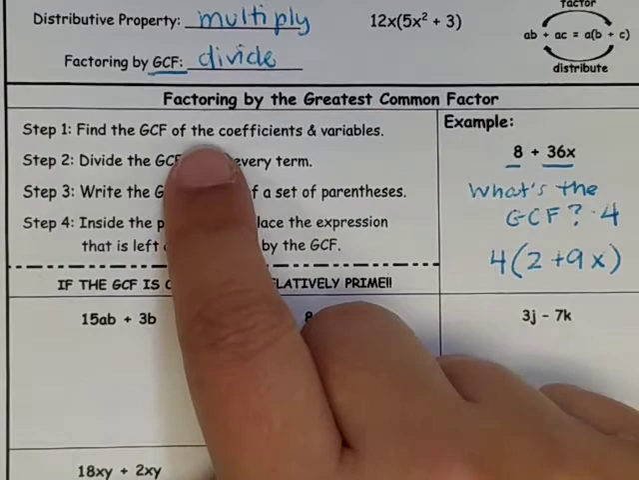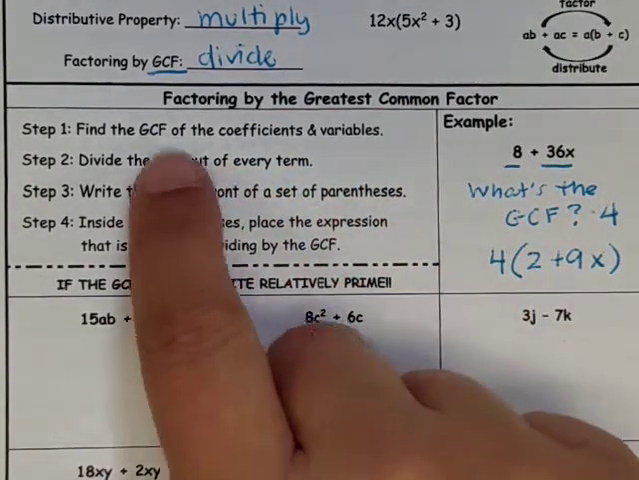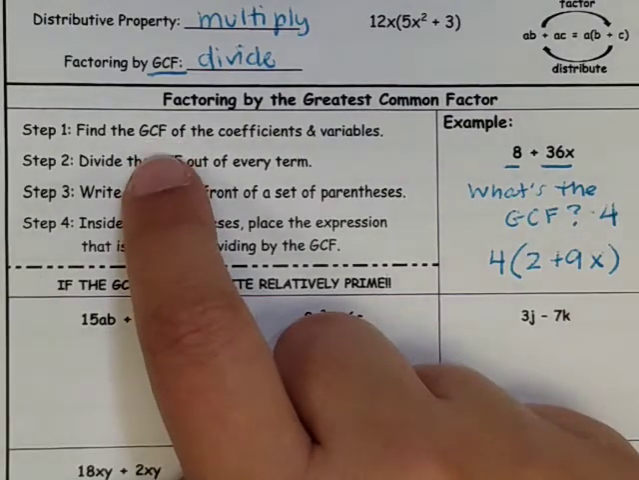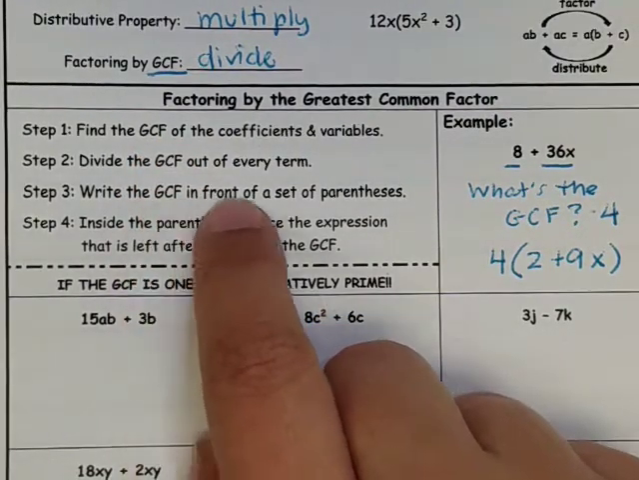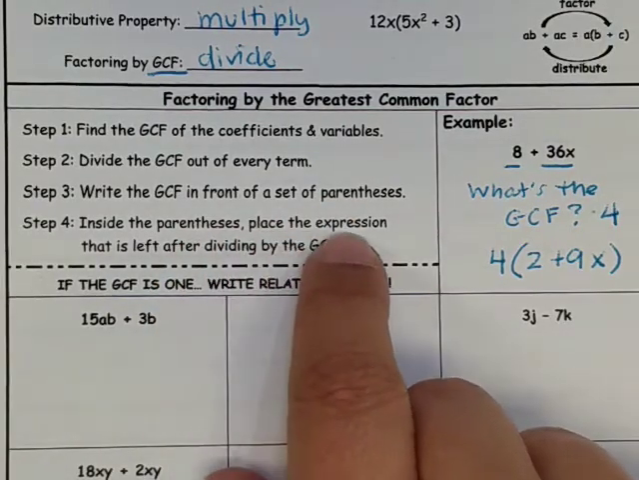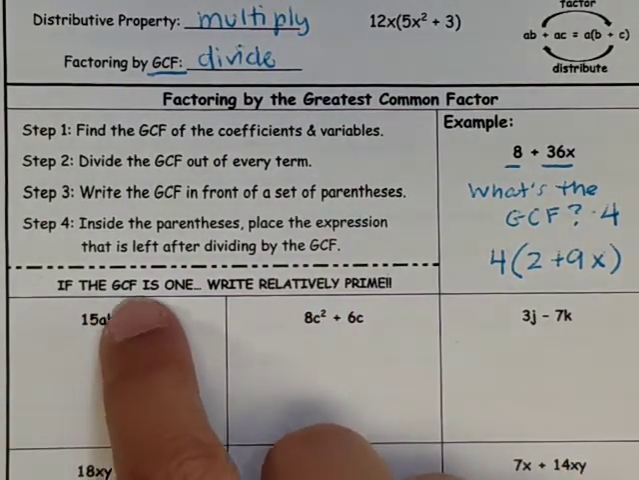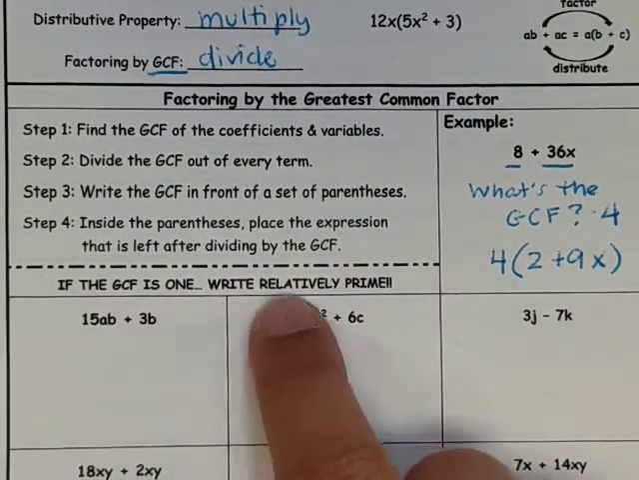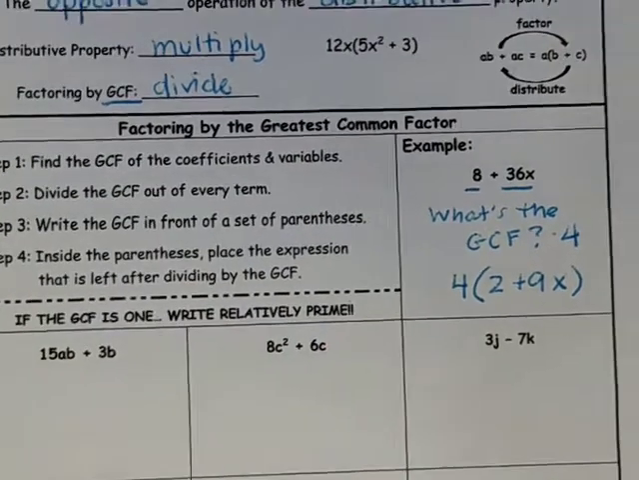Another way to do GCF is kind of similar to the distributive property, but we just don't use the box. So here are the steps. You find the GCF, divide the GCF out of every term, write it in the front of the set of parentheses, and inside the parentheses you write the expression that is left after you've divided by the GCF. If the GCF is 1, then you just write the words relatively prime. So they have nothing in common, you just write relatively prime.